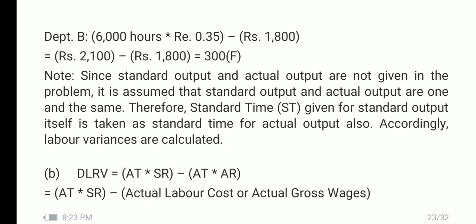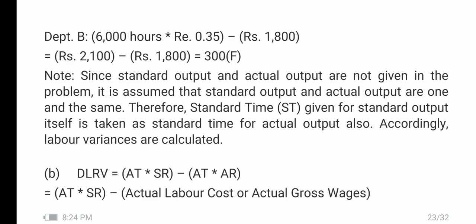Now for department B, it is to be computed separately. So 6,000 hours into 0.35 minus actual labor cost of 1,800. So 2,100, that is the standard labor cost for department B, minus actual labor cost of 1,800, will give us 300 favorable.